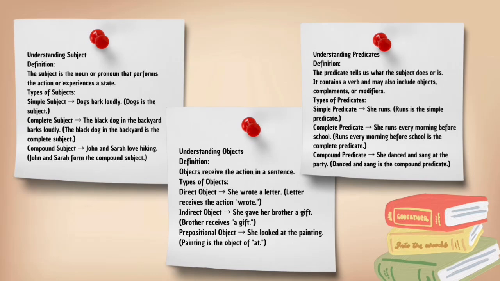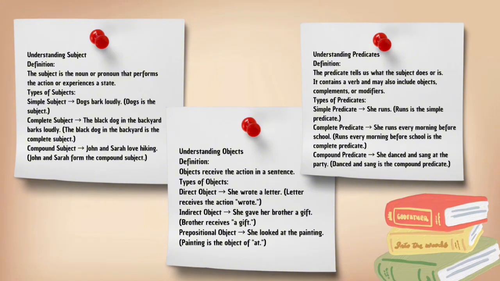The first one, we have simple subject. This is the main noun or pronoun performing the action. For example, dog barks loudly. Dog is the simple subject. Another example, she sings beautifully. She is the simple subject.